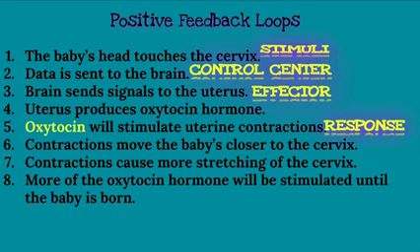The oxytocin hormone will then stimulate uterine contractions. This is going to be your response. Contractions will then move the baby's head closer to the cervix, and contractions will cause more stretching of the cervix. And remember, we said that a positive feedback loop will result in more of a product. And in this example, the product is going to be the oxytocin hormone, which will lead to more contractions until the baby is born.